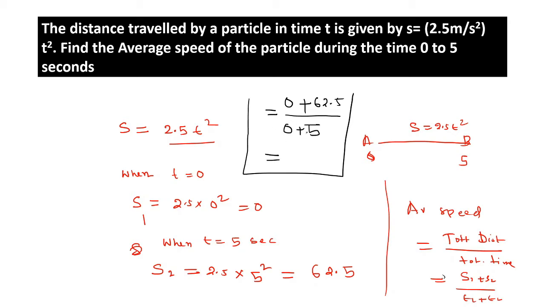After solving this, what will be the answer? The answer will be 12.5 meter per second square. So what will be the answer here? The answer will be 12.5 meter per second square. Is that clear to all of you? I hope it is clear to all of you.